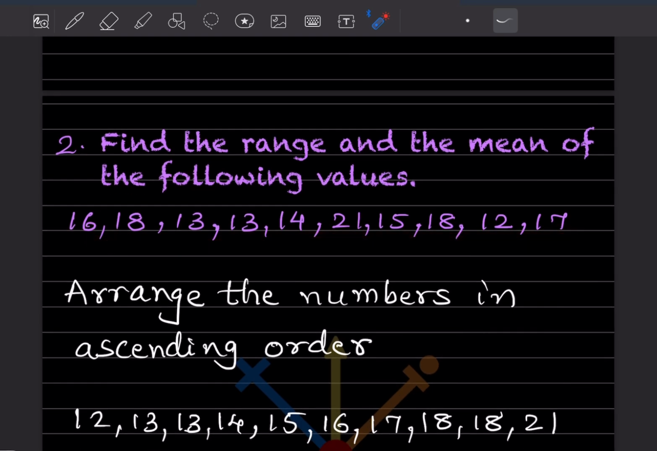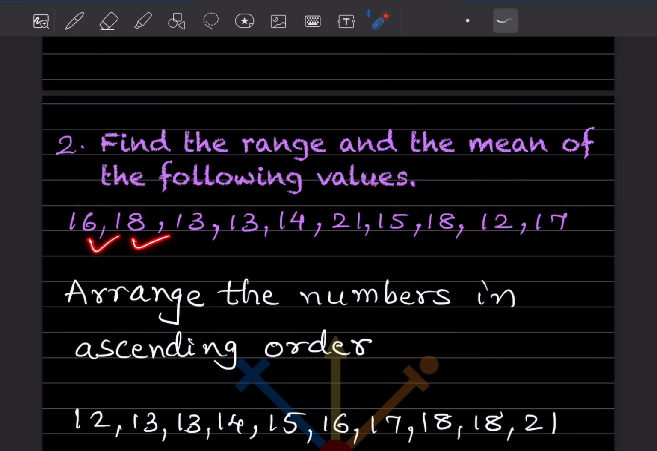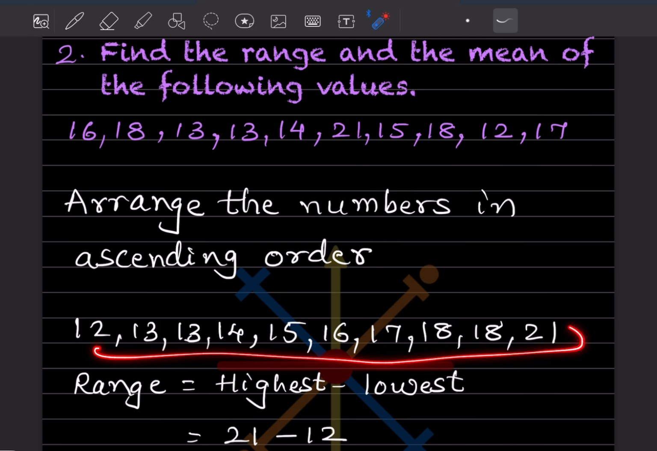Because there are many numbers, when you are writing them down, arrange them from small to big. Ascending means the numbers from small to big. 12 is the smallest and 21 is the biggest. But you have to either cross it or put a tick mark so that you don't miss any number. So 12, 13, 13, 14, 15, 16, 17, 18, 18, and 21. Now you can see that when you put a tick or a slash, you don't miss any number. You can also count 1, 2, 3, 4, 5, 6, 7, 8, 9, 10. There are 10 numbers, so you can check whether there are 10.